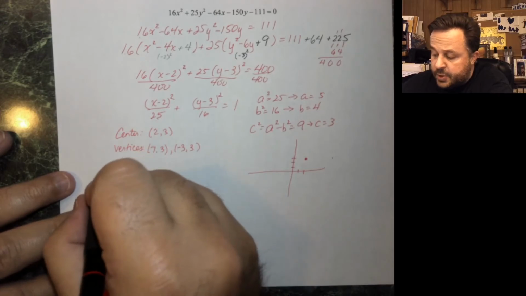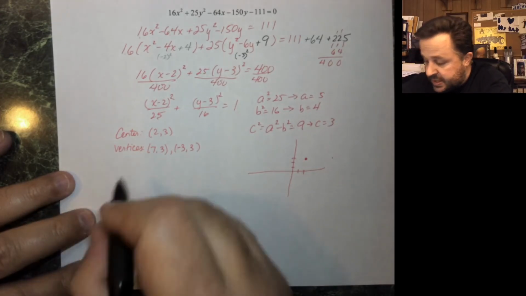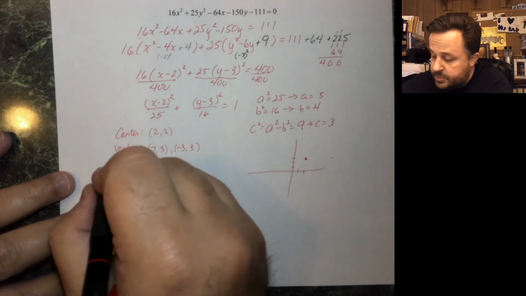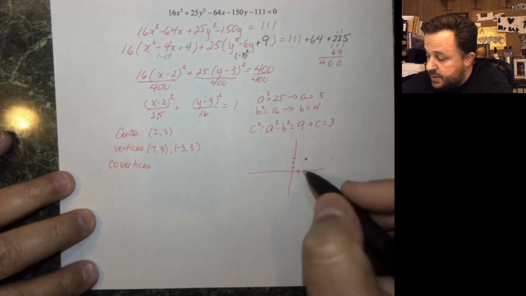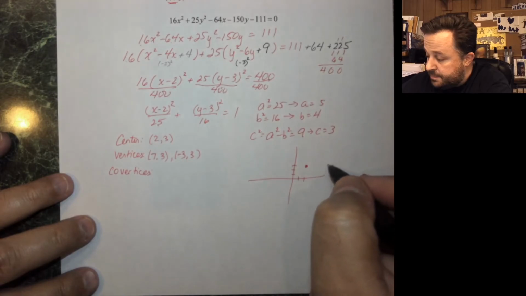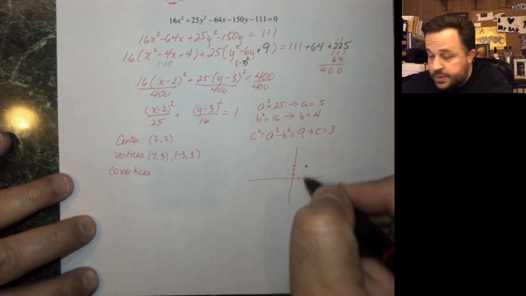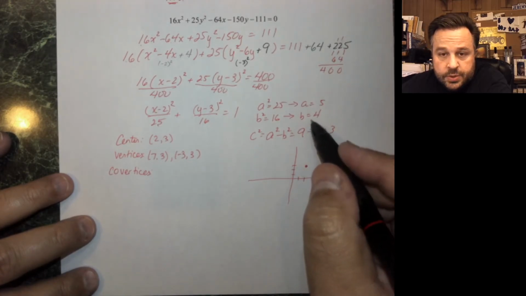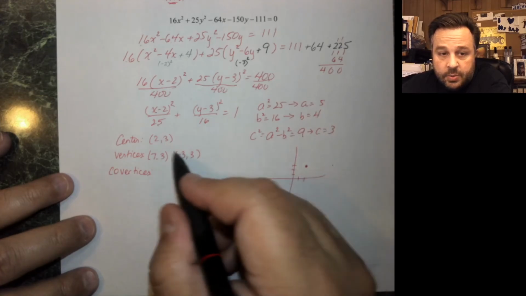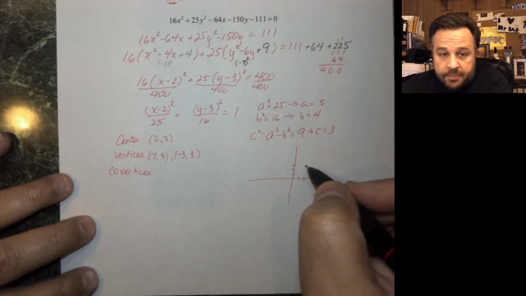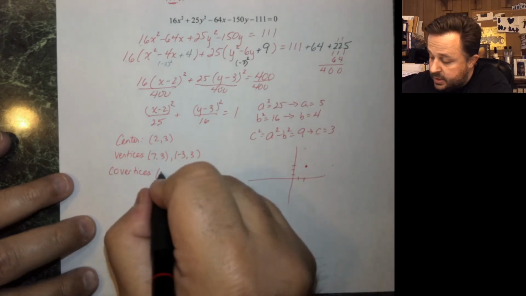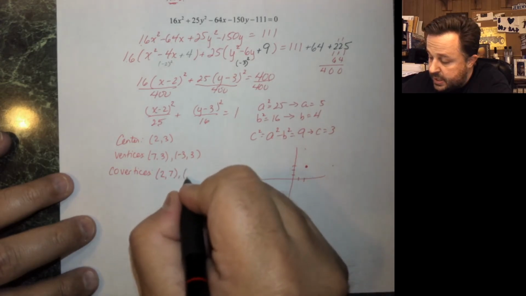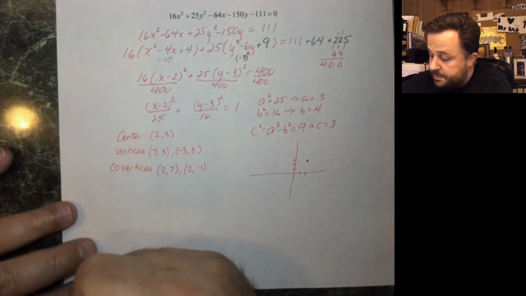Now, it doesn't ask for covertices. Some books, I think, just call all 4 of them vertices. I'm just going to write covertices. These are going to be the points that are up and down on the smaller or the minor axis. Those are going to be 4 above and below this point. So go up from (2, 3), go up 4 and down 4. And I get the points (2, 7) and (2, negative 1).